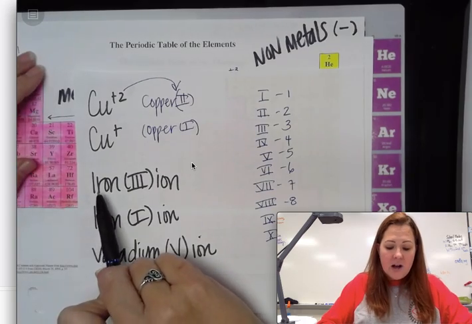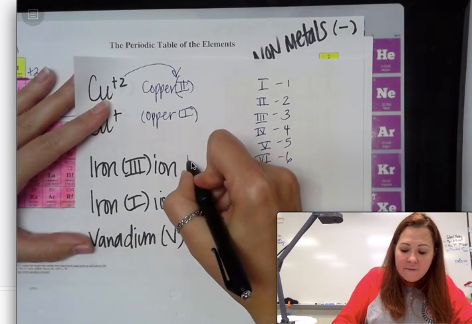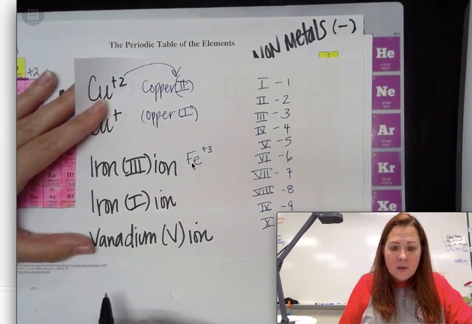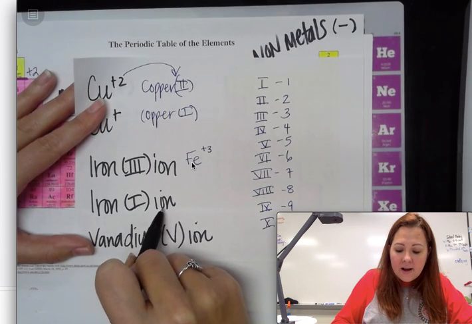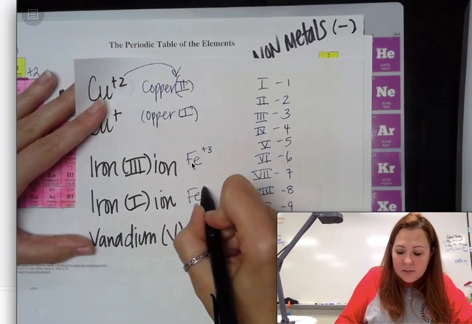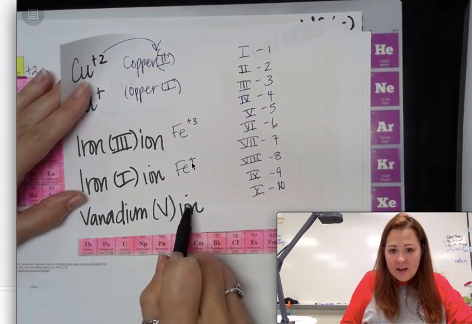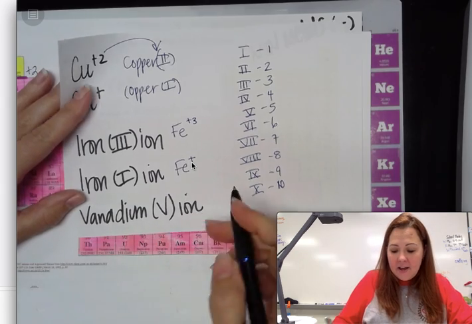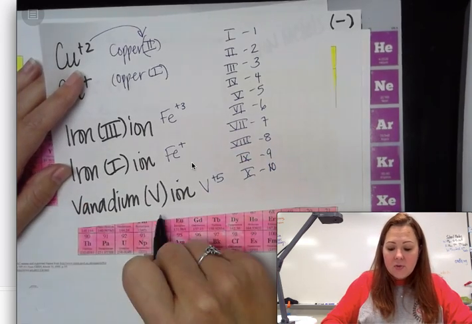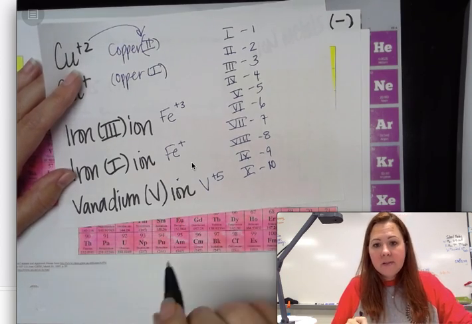So down here we have iron 3 ion. If we have an iron 3 ion, iron is Fe. That 3 tells me that I have a +3 charge. Same thing here, iron 1 ion. If I have an iron 1 ion, again, iron is Fe. This 1 means that I have a +1 charge. Vanadium V ion, so that reads vanadium 5 ion. Vanadium is V. It has a +5 charge. So this tells me the charge, or the oxidation number. The oxidation number is how many valence electrons it loses.